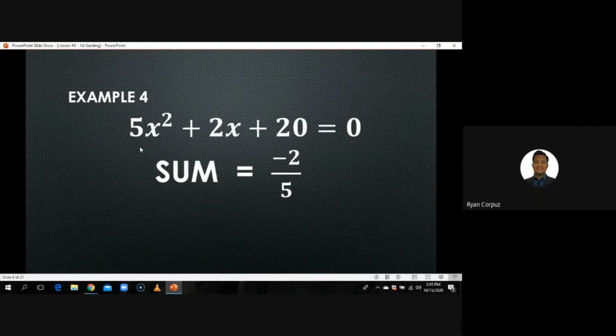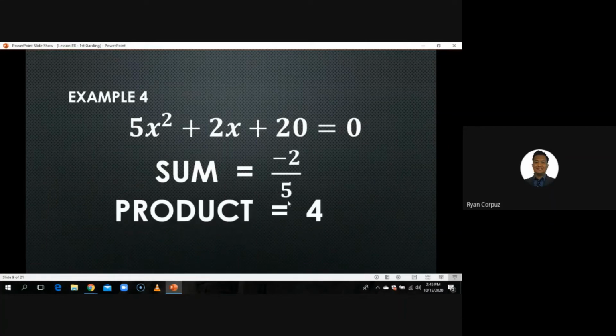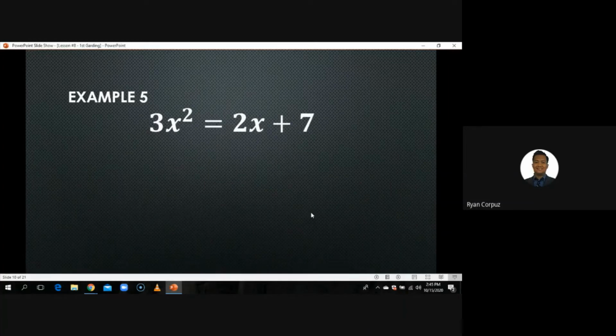How about the product of the roots? That would be 20, the value of c, divided by 5, the value of a, because for the product of the roots we use the expression c over a. So the value of c is 20, divided by the value of a, which is 5. We come up with the product as 4. So therefore, with this given quadratic equation, the sum is negative 2 over 5 and the product is 4. Next example, number 5.